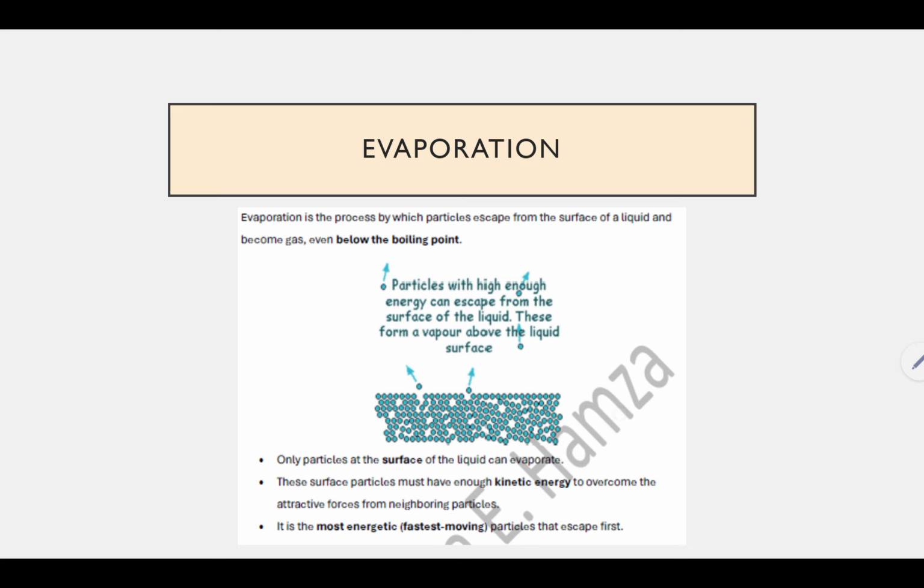Going to evaporation. Evaporation is a process by which particles escape the surface of a liquid and become a gas even below the boiling point. It doesn't have to reach the boiling point. So particles at the surface evaporate, but they have to have enough kinetic energy to overcome the attractive forces from the neighboring particles in the liquid. So the most energetic or the fastest moving particles are the ones that will escape first by evaporation.